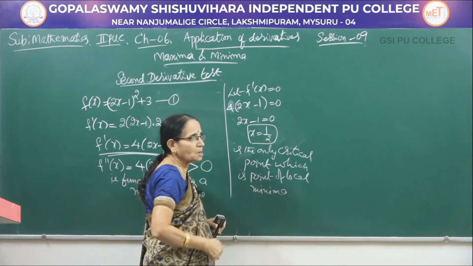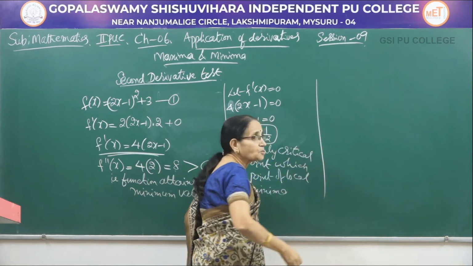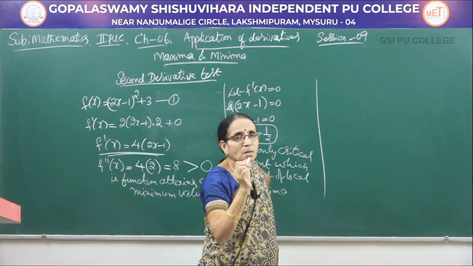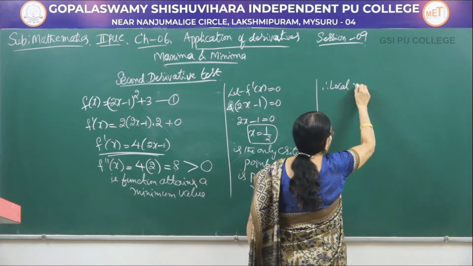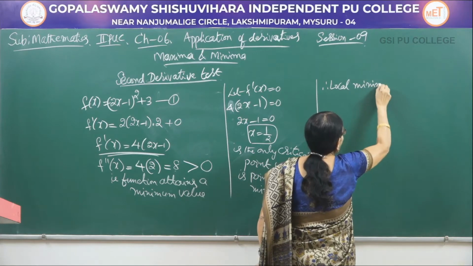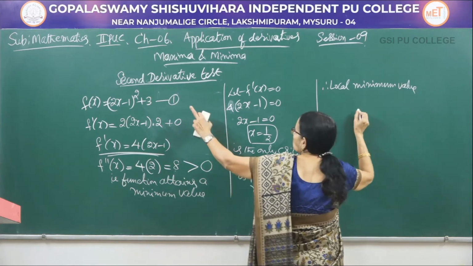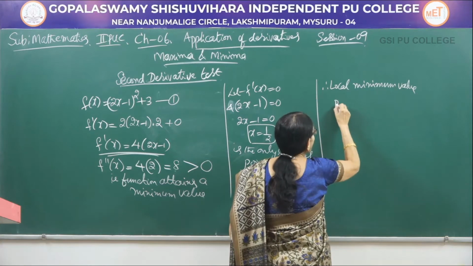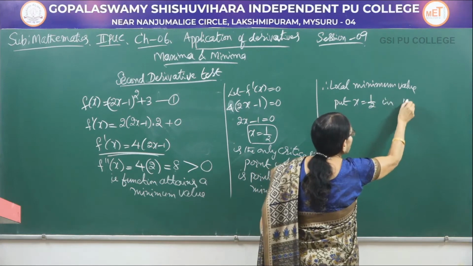There is only one critical point, that is nothing but a point of local minima. We are interested in finding the local minimum value. Therefore, the local minimum value. How do you calculate this one? You go to the first relation. Put x is equal to half in 1.